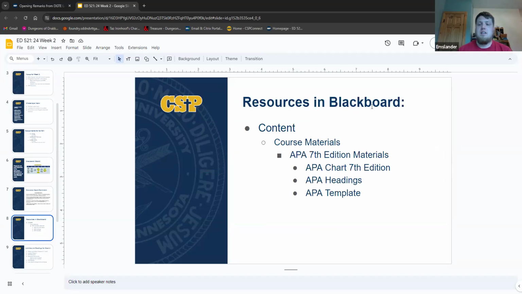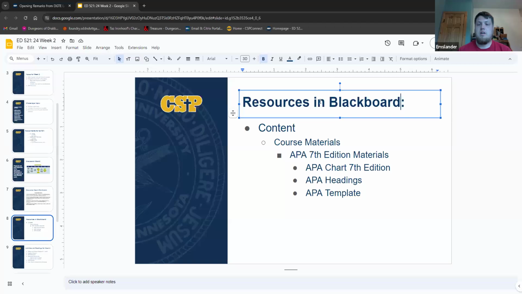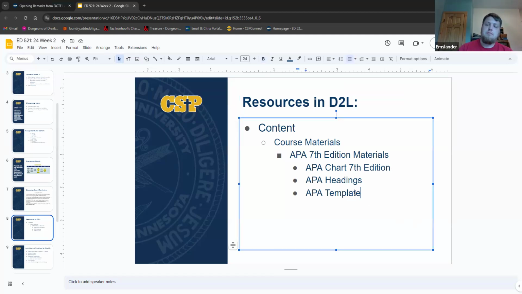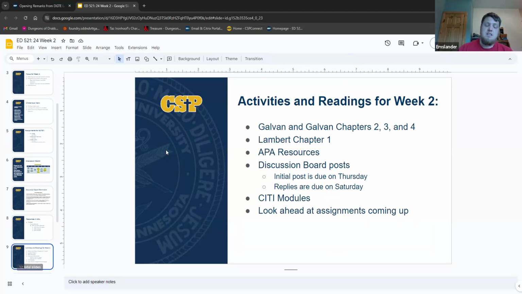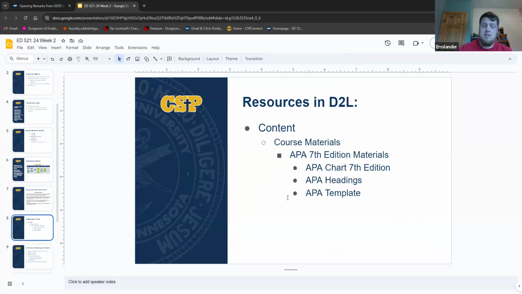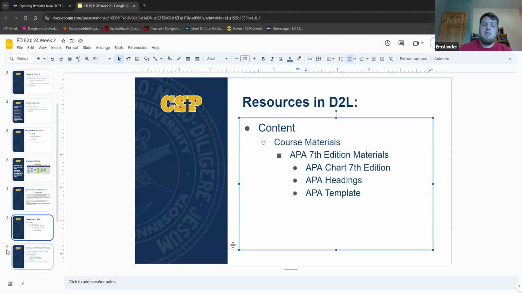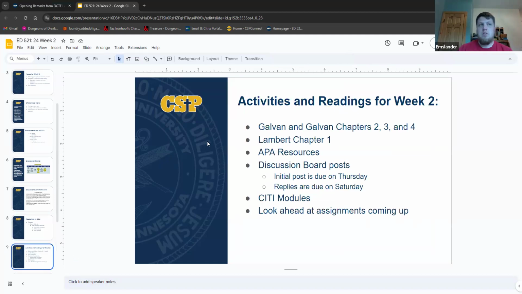So resources are in D2L or Brightspace. In the course materials, we should have the APA 7th edition materials, including a chart, headings, and template. I will be posting my dissertation. Please know that I am not a writer. It is not perfect, but it at least gives you an idea what the end game is if you go on from a master's to a doctorate.